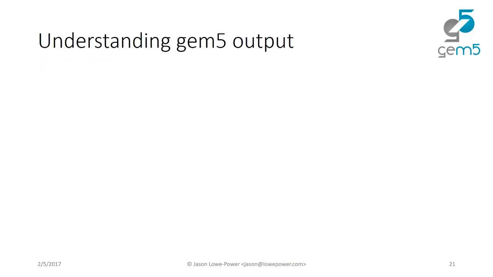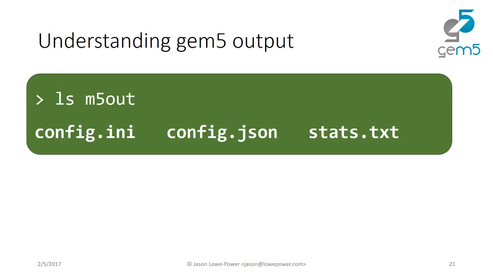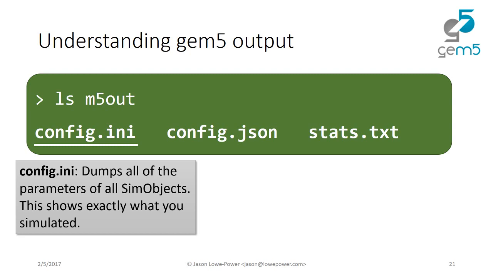So the next step is understanding the output of gem5. If you ls the folder m5out, you see three files, maybe more. But the important one is config.ini. This dumps all the parameters of all the sim objects that you created. So any sim object you created in your Python, those parameters will be dumped out in this. This shows you exactly what you simulated. If you ever wonder what the default value was that you simulated, you can check config.ini to find the actual value that you ran.